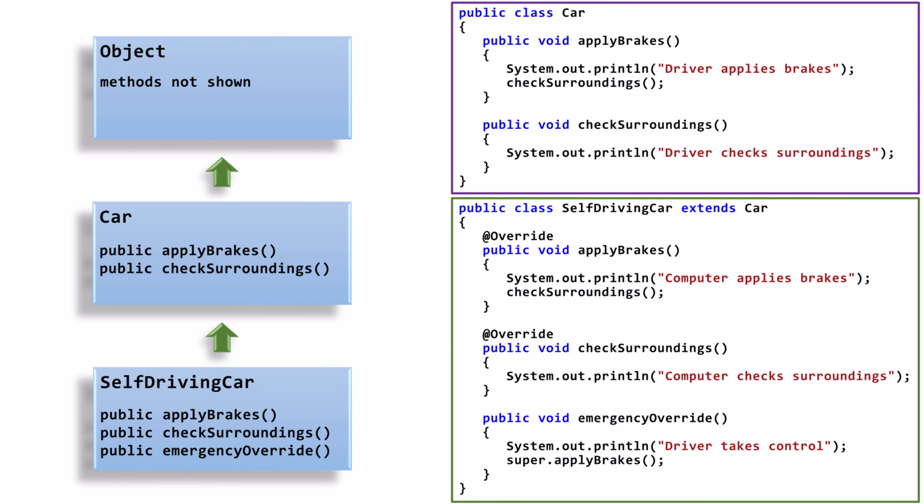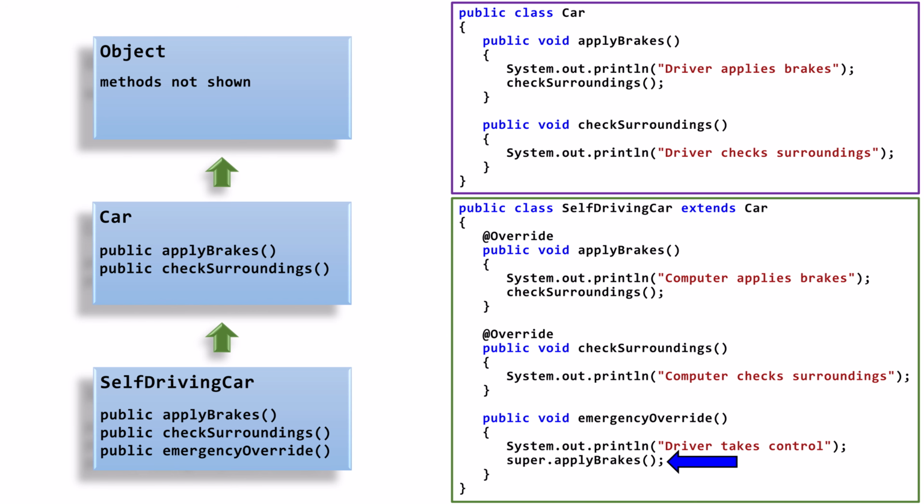We have two sample classes. The first is the Car class. Here, we define the method applyBrakes, and here we define the method checkSurroundings. The second class, SelfDrivingCar, is a subclass of Car. Here, instead of inheriting applyBrakes from Car, we override it. And here, instead of inheriting checkSurroundings from Car, we override it. EmergencyOverride is a new method unique to SelfDrivingCar.